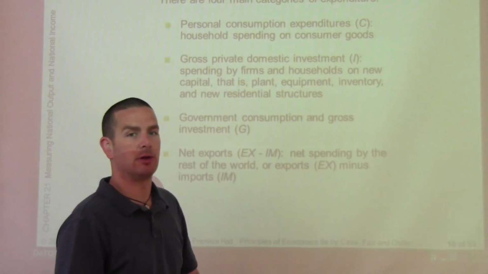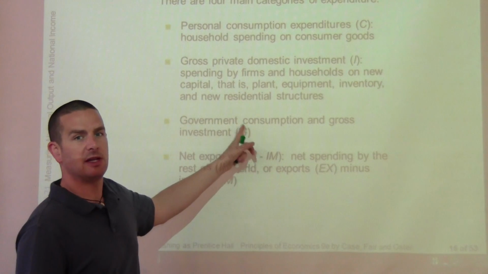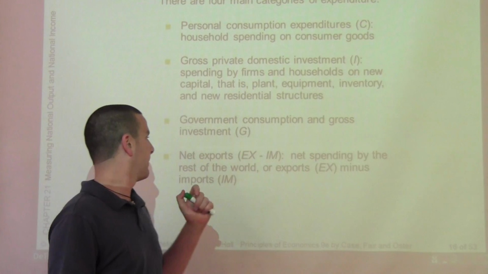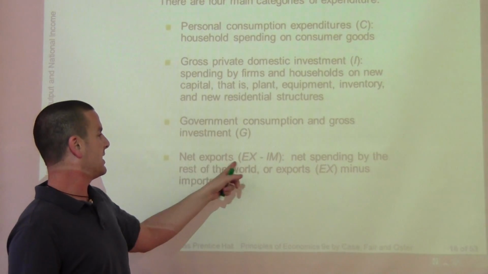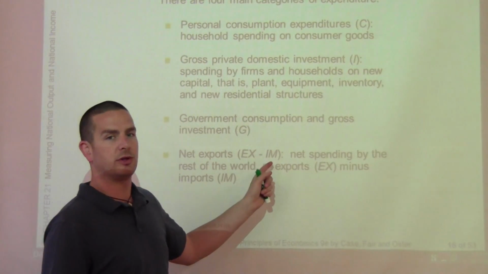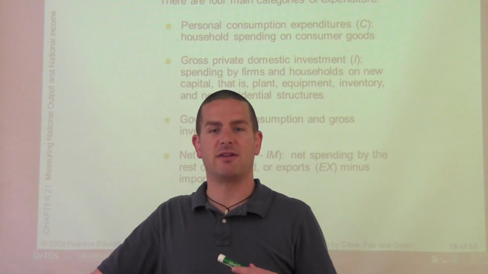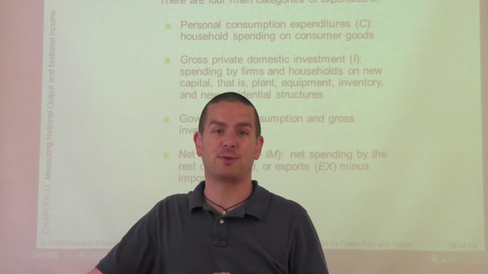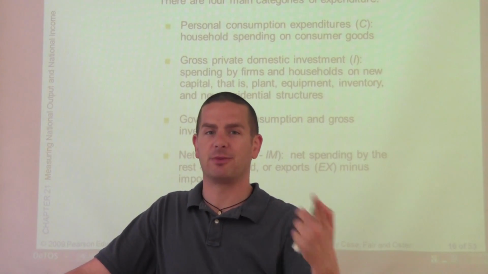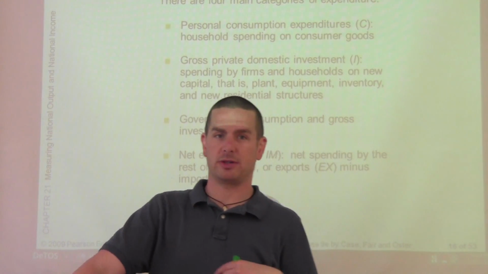Investment adds capital. Government consumption and investment is simply the government buying tanks and building roads. Net exports is exports minus imports. It's spending by the rest of the world. If the rest of the world buys American stuff, we send it to them, and that's an export. An import is when the US decides to buy stuff from the rest of the world. They sell us the stuff they made, and that's an import.